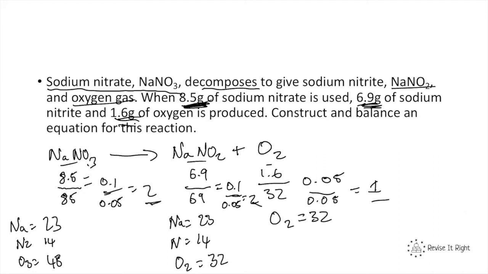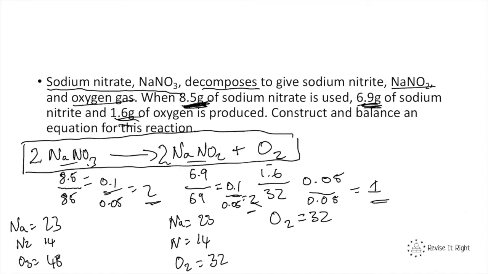So 2 moles here, so we're going to put that there. 2 moles here, so we're going to put that there. And only 1 mole of O2 here, and we know if it's a 1, we don't put it. And that now is a balanced equation. Okay, so if you were to add up all of that, that would be a balanced equation, and that is your answer to this question.